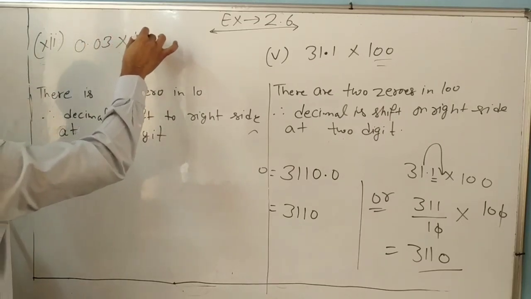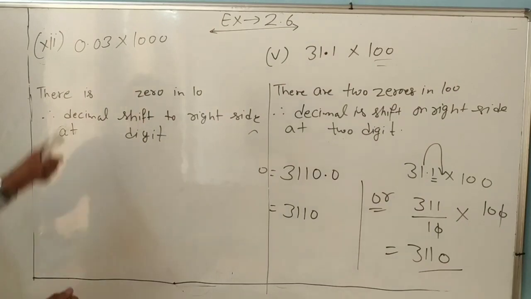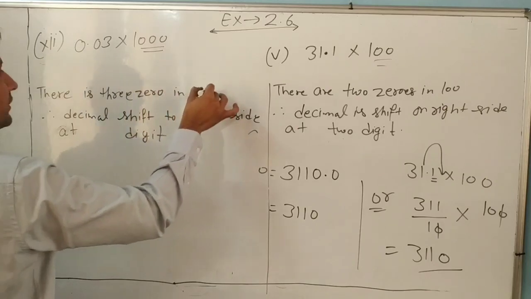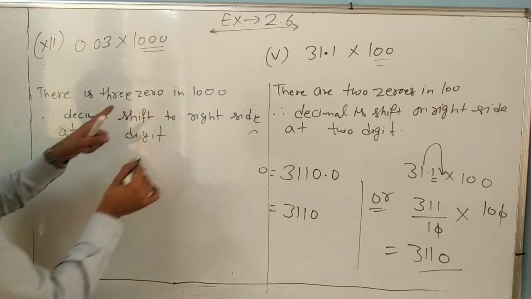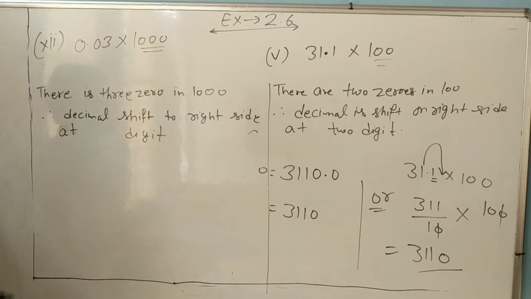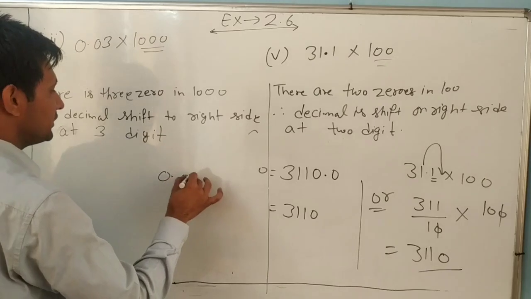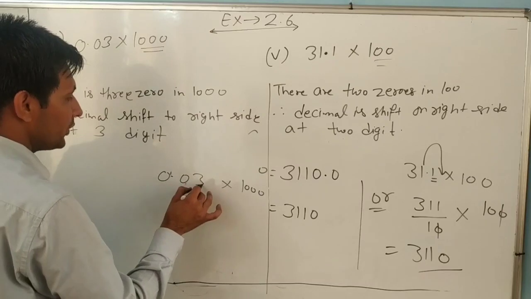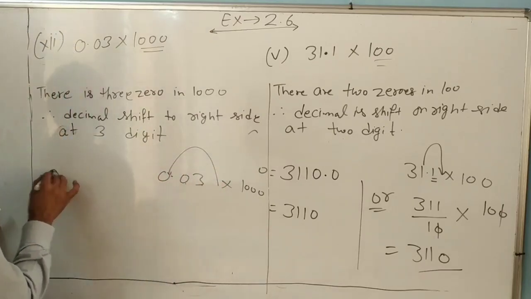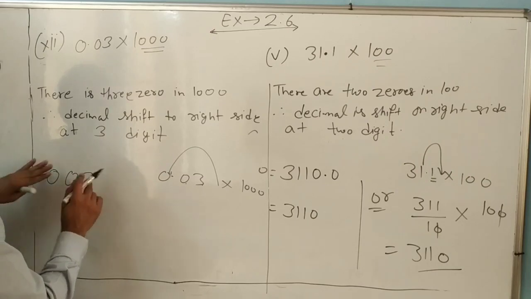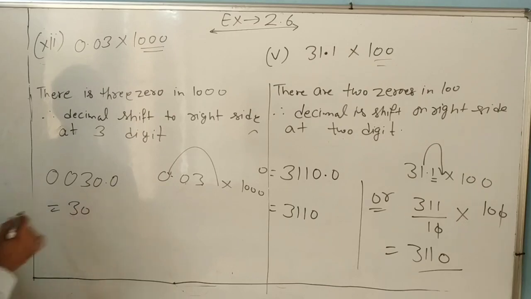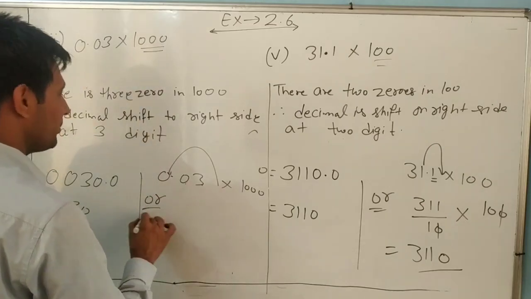0.03 into 1000. So there is 30 in 1000. Therefore the decimal shifts to the right side by 3 digits. 0.03 into 1000 means shifting 3 digits: 1, 2, 3 and 1 zero. So 0.03 becomes 30.